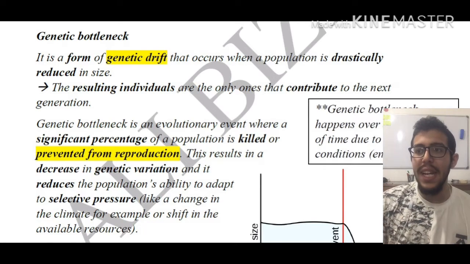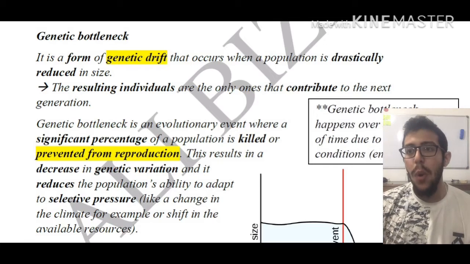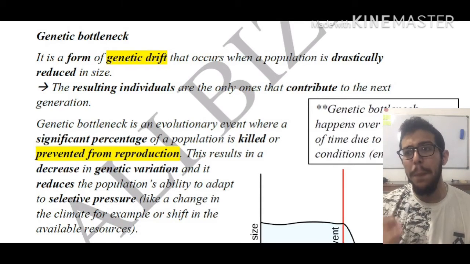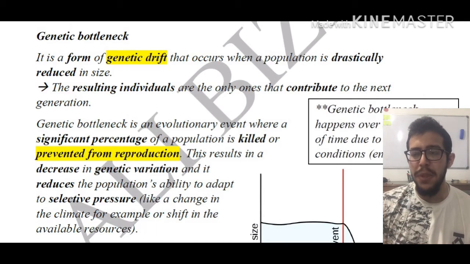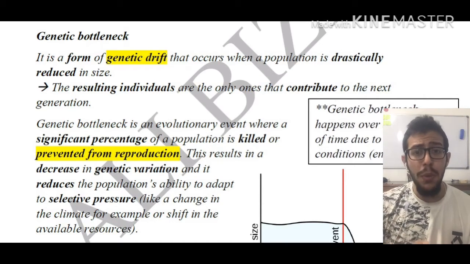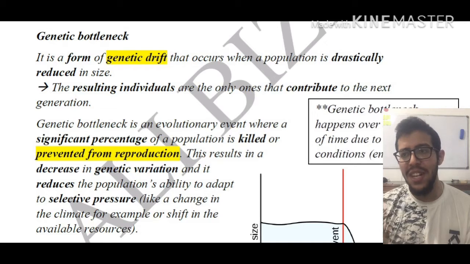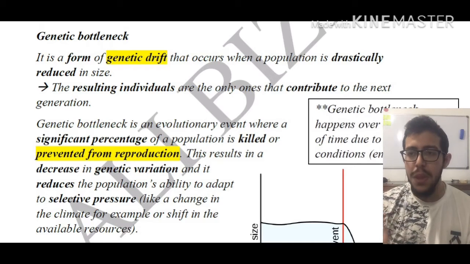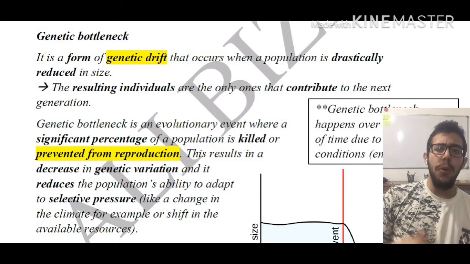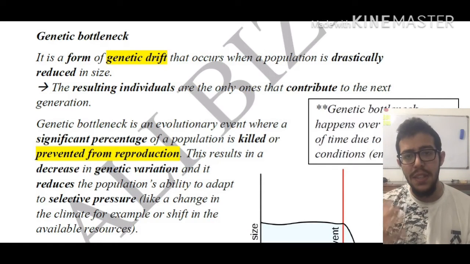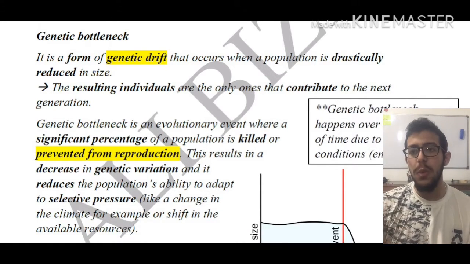Now, genetic bottleneck is an evolutionary event where a significant percentage of a population is either killed or prevented simply from reproduction. This results, like we mentioned before, in a decrease in the genetic variation, and it reduces the population's ability to adapt to selective pressure. Now, to emphasize this statement, let's understand what we mean.